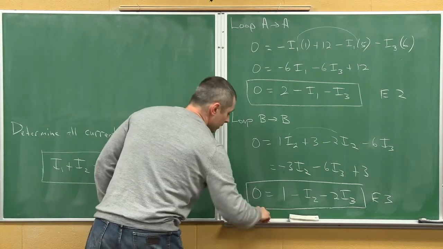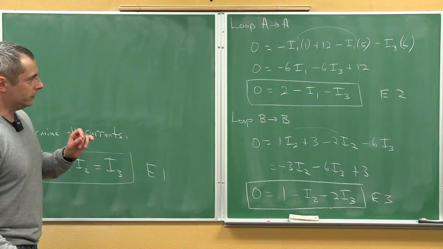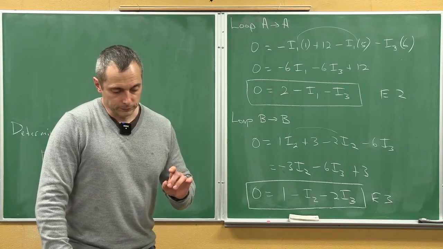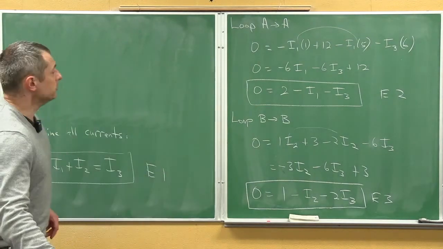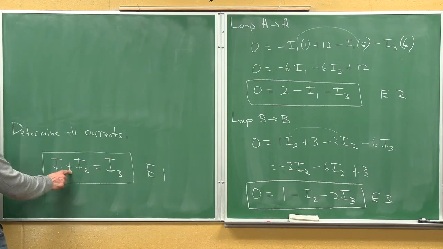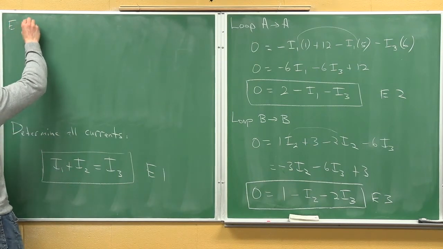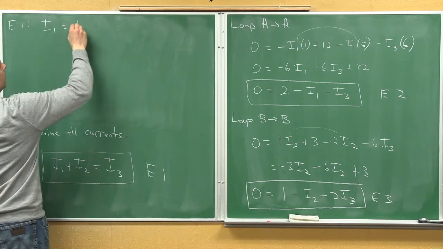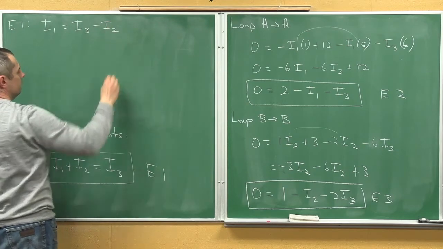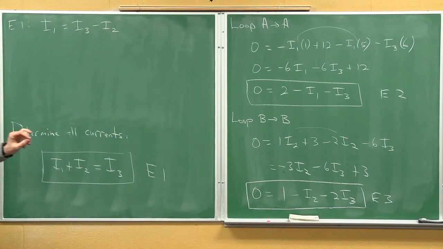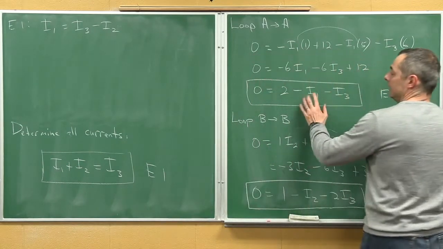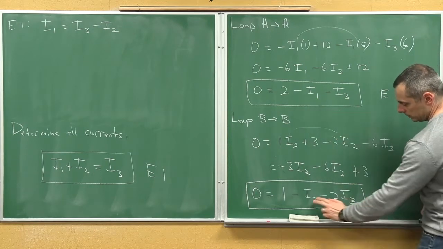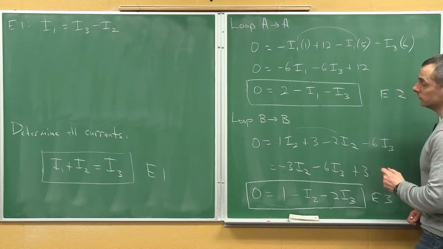Okay. So what I'm going to do is, first thing, I'm going to take equation 1 right here and solve it for I1. So from equation 1, if I move I2 to this side, I have I1 equals I3 minus I2. Right? Why did I do that? Because I want to plug this in here and get rid of I1. Then what I'll have is 2 equations with I3 and I2 in them, which I could then solve.